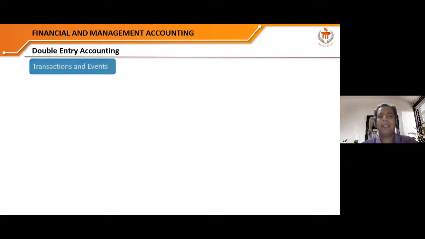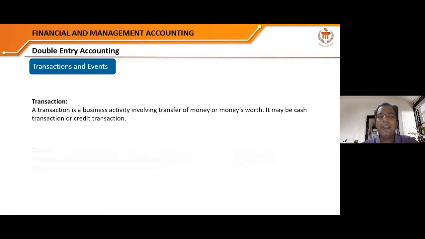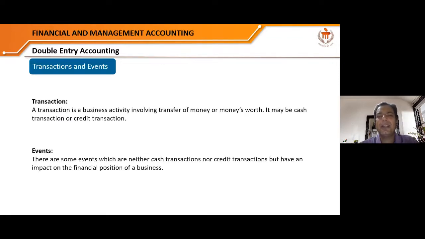We move next to transactions and events. Generally, a transaction is something that can be only of money or money's worth. It may be a cash transaction or a credit transaction. When I'm buying or selling in cash, that is called a cash transaction. But when I'm not buying or selling in cash, that is called a credit transaction.